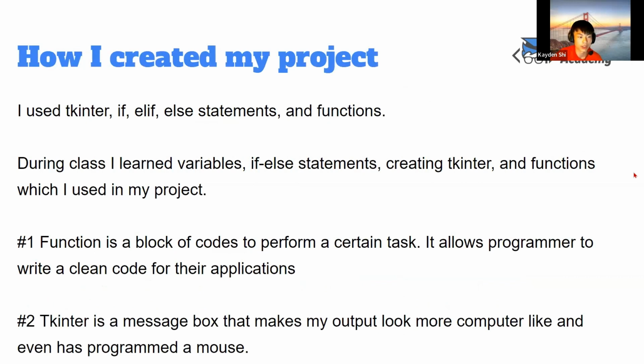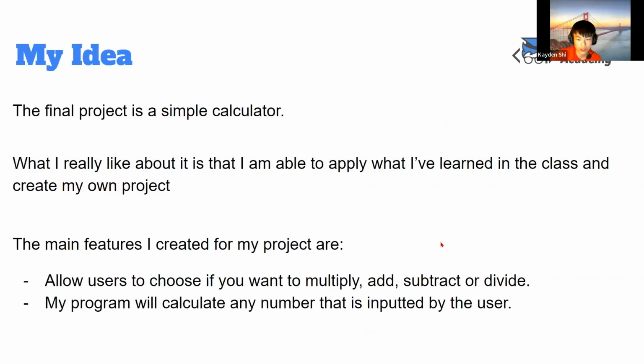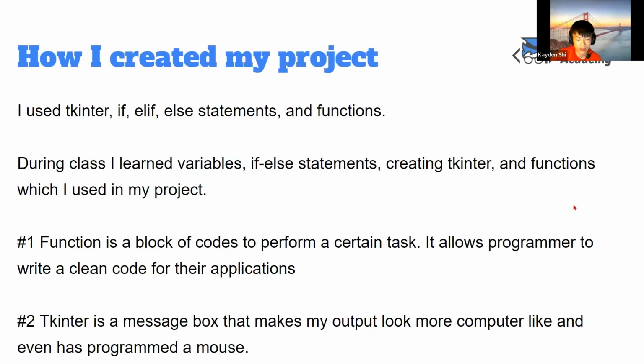How I created my project. I used Tkinter, if, elif, and else statements, and functions. During class, I learned variables, if-else statements, creating Tkinter, and functions, which I used in my project. A function is a block of code that performs a certain task. It allows programmers to write clean code for their application. Tkinter is a message box that makes my output look more computer-like and even programs the mouse.